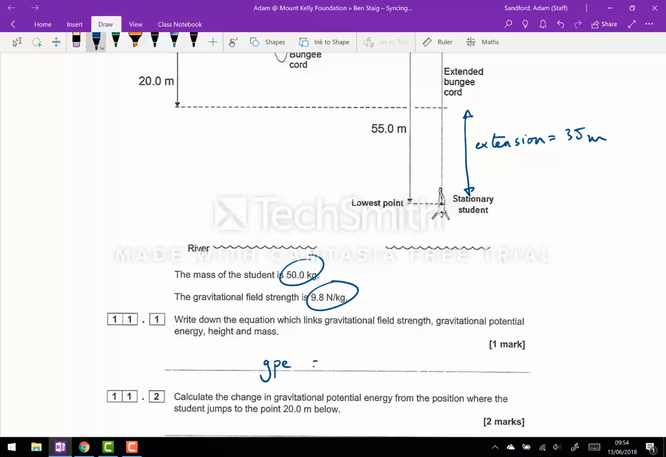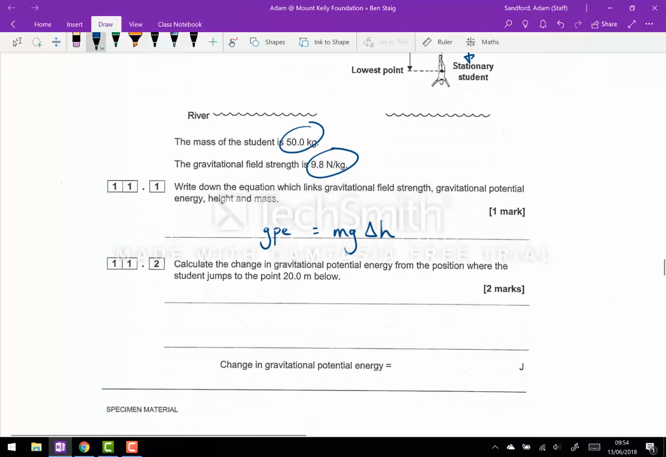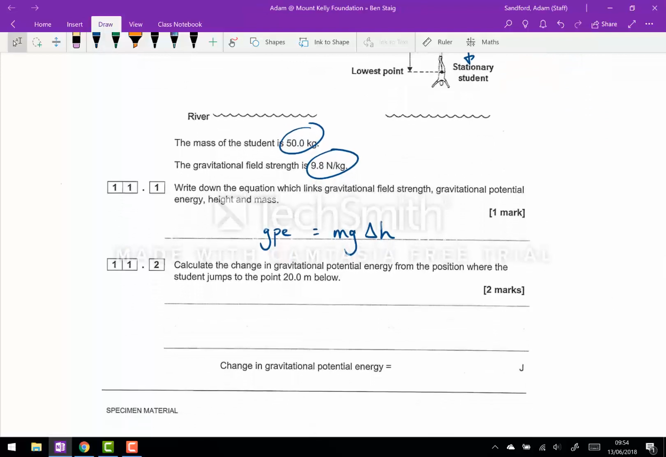GPE is equal to mg delta h. So mass times gravity times change in height. In fact, that should be a change as well. Okay. So this one's quite straightforward. Delta GPE is equal to 50 times 9.8 times 20, and that, when you chuck it into a calculator, gives you 9,800 joules. Do we have to do anything with our significant figures? No.